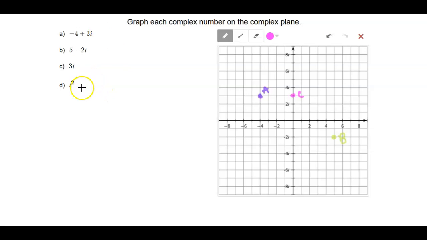For D, we have i squared, and remember that i squared is the same thing as -1. So we are going to go to -1 on the real axis, and we don't have any imaginary part of that number, so it would be the same thing as -1 plus 0i. So our point would be right here.